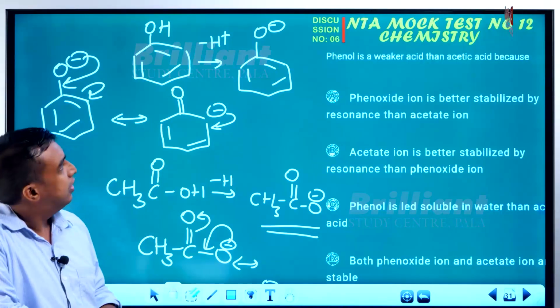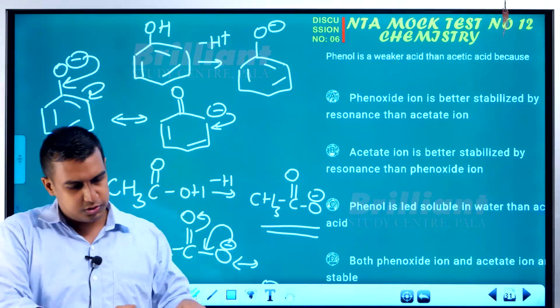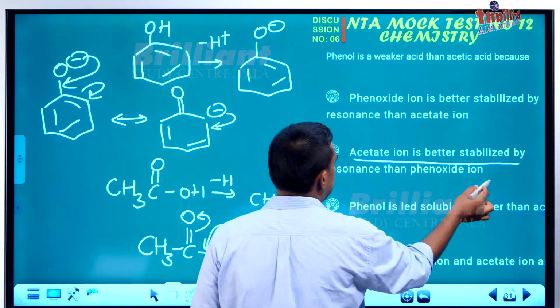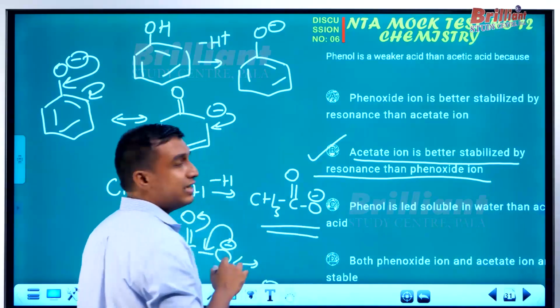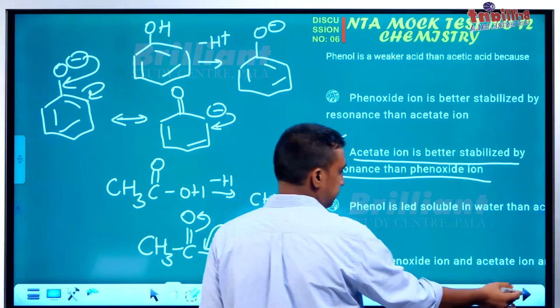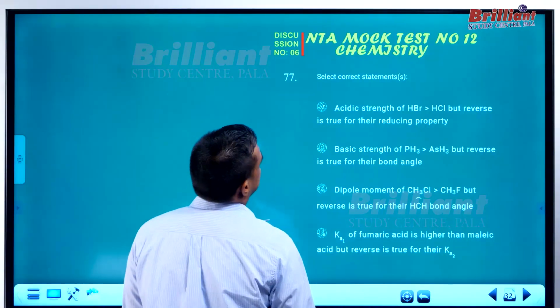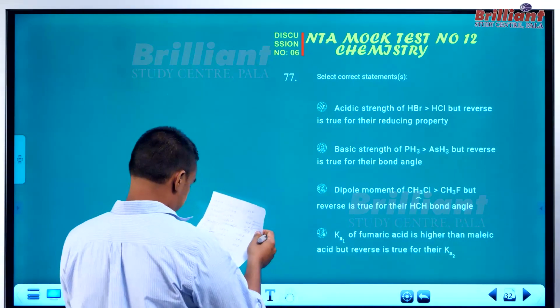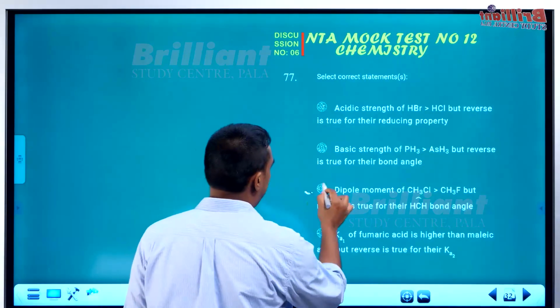For question number, it has to be question number 76. Acetate ion is better stabilized by resonance than phenoxide ion. Coming to the next question. Select the correct statement. For question number 77, the answer is coming as option C.